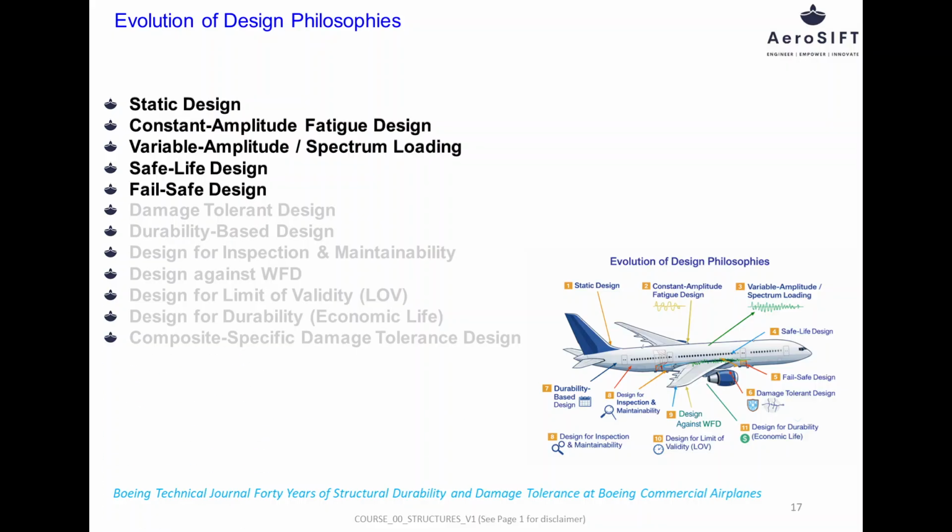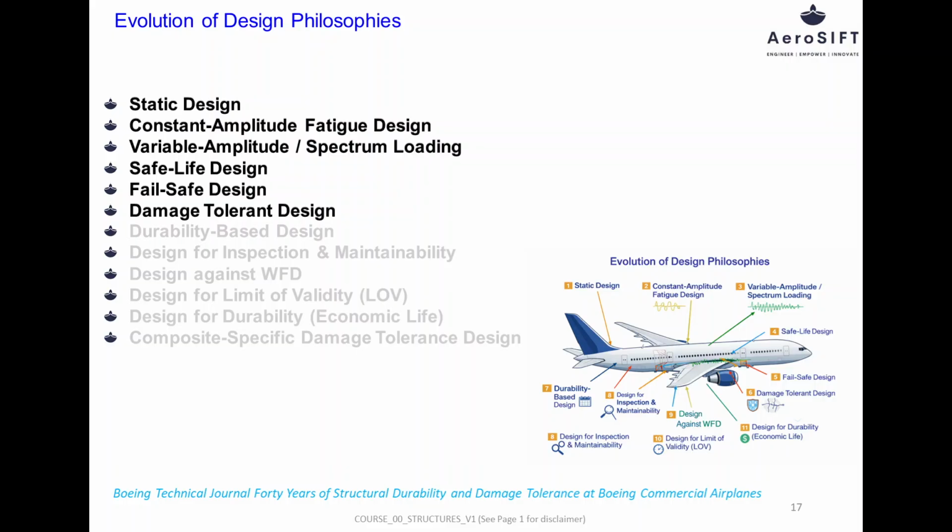Fail-safe design introduced the idea that a structure should not fail catastrophically after the failure of a single structural element. Multiple load paths are provided so that if one component fails, the remaining structure can still carry the load safely until the damage is detected and repaired. Although this was a major safety improvement, fail-safe design does not quantify crack growth or define inspection intervals, limiting its effectiveness on its own.